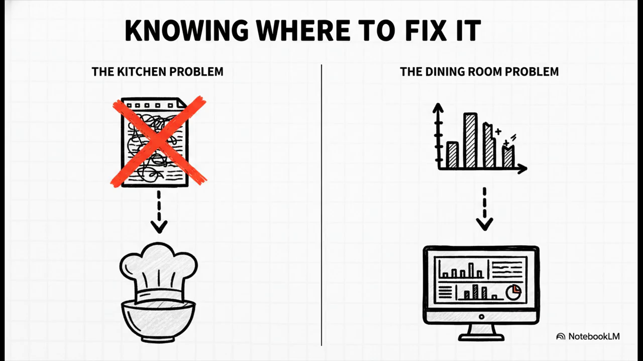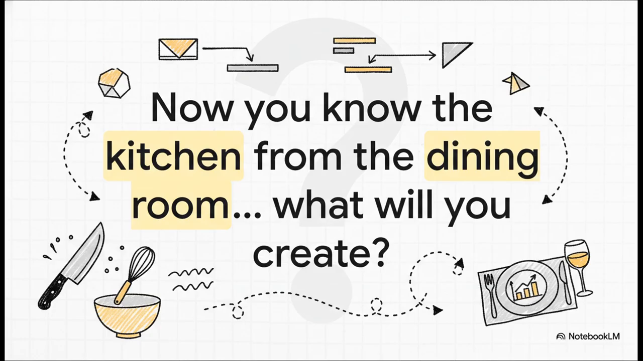But what if your chart just looks wonky? Well, that's a dining room issue. You fix that in the report view. See? This idea is the absolute key to fixing problems fast and, honestly, just feeling confident when you're using the tool. So the next time you open up Power BI, you'll know exactly what's going on. You've got your kitchen for all the prep work, and you've got your dining room for the beautiful presentation. The only question left now is, what kind of story are you going to create?